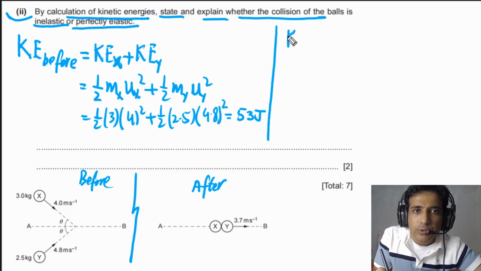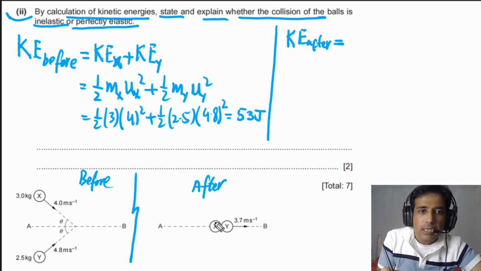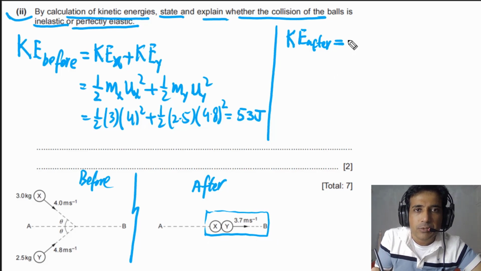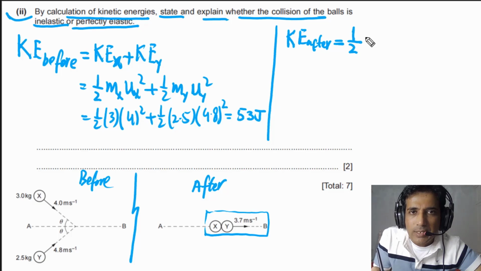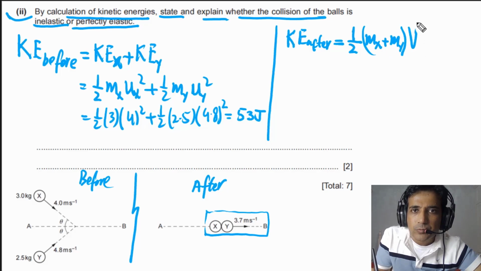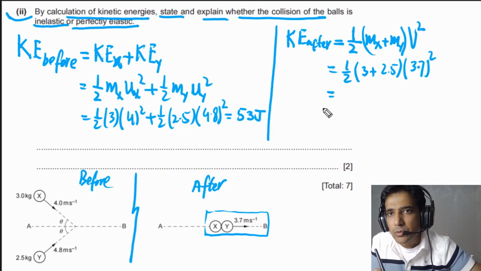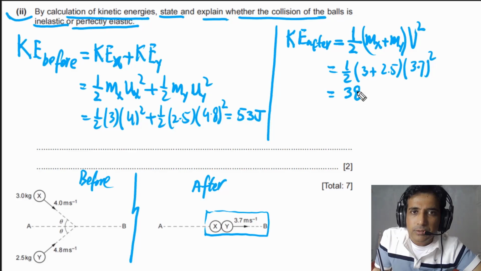Now we need to calculate kinetic energy after collision. After collision, the two balls stick together and have the same speed. So we write 1/2 times mass of x plus mass of y, times v squared. Mass of x is 3 kg and mass of y is 2.5 kg, and the speed is 3.7 squared. If we solve this, our answer will be 38 joules.